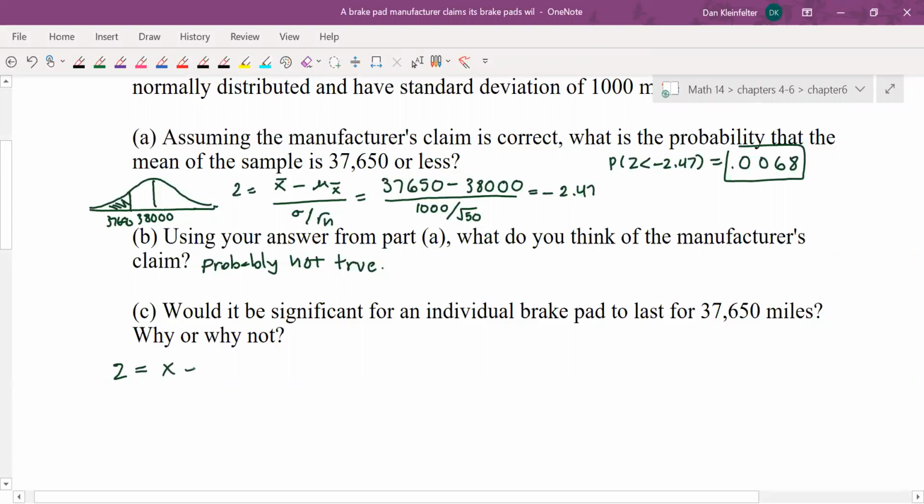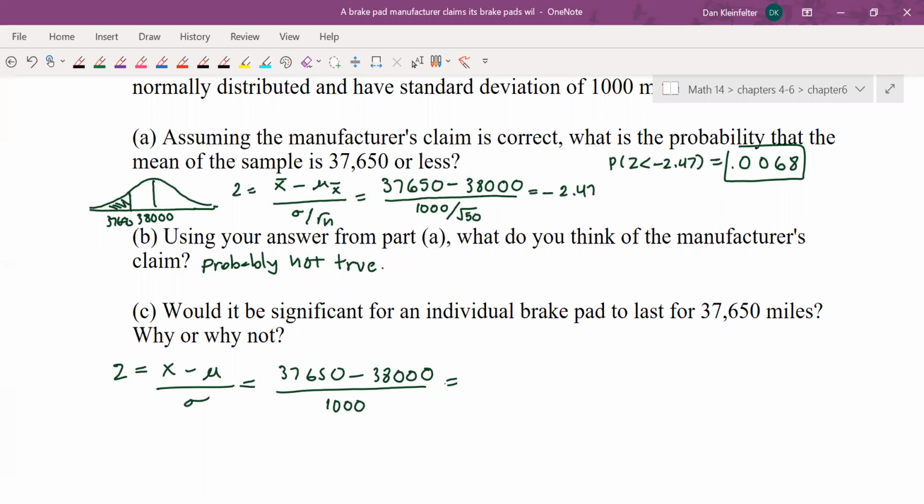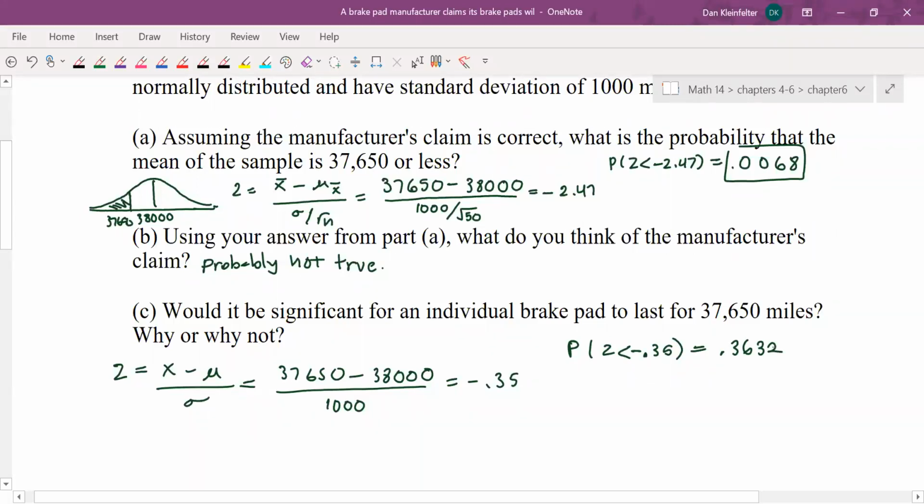Here we're looking at an individual brake pad. So we have a single one, 37,650 miles compared to the 38,000 miles. Here our standard deviation is just 1,000. So that's negative 0.35 off of our Z table, which gives 0.3632. Okay, so that's about a 36% chance. To me, that doesn't seem as unlikely as 0.0068. So I don't think that's significant.